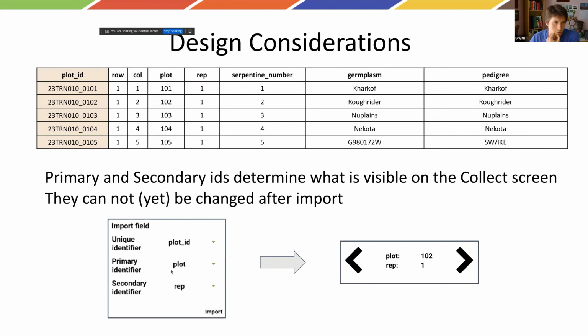The other important thing is that when you are picking out and identifying which column of your file is your unique identifier, you'll also be asked to choose a primary and secondary identifier. Although one note is that this is going to change in version 6.1, where these options will be changeable at any time, not just on import. What those are for, those show up in between your navigation arrows on the collect screen. So they're basically additional contextual information. They don't actually affect the sort order of the field.